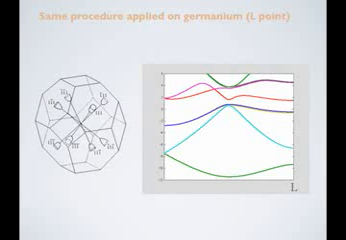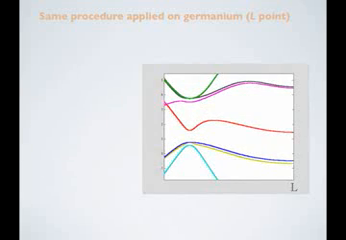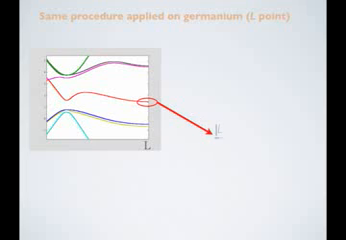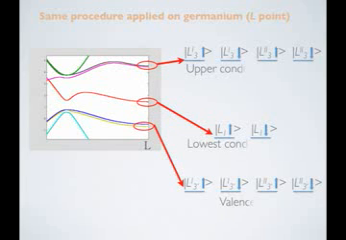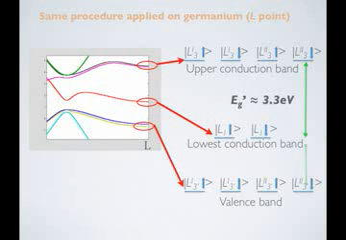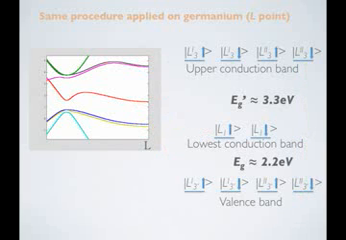Different from the X point in silicon, in germanium, the conduction band valleys are located around the L point of the Brillouin zone. If we examine the detailed band structure of this L point, we'll find that the conduction band belongs to the representation of L1, while the valence band belongs to L3 prime, and the closest upper conduction band belongs to L3, which is not far away in energy. It's around 3.3 electron volt, while the band gap is just 2.2 electron volt.